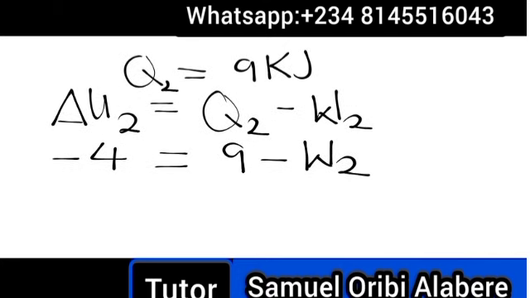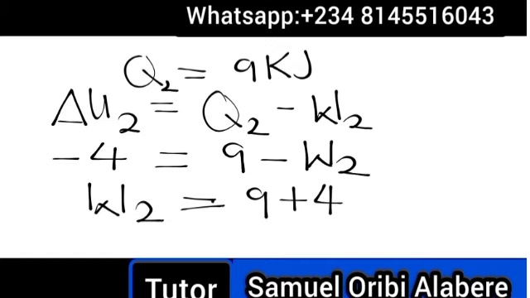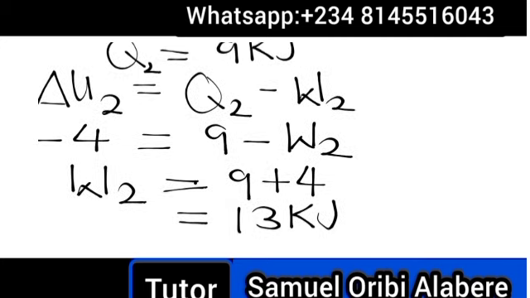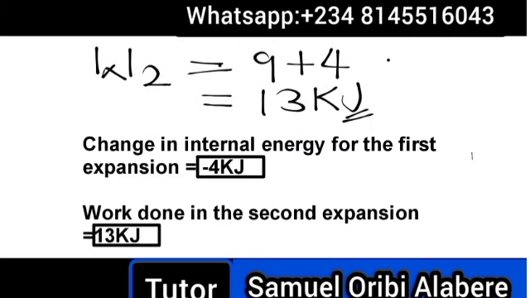Once we further evaluate this, W subscript 2 will be equal to 9 plus 4, which will give us 13 kilojoules. So that is our work done in the second expansion. In summary, our change in internal energy for the first expansion is equal to negative 4 kilojoules, while our work done in the second expansion is equal to 13 kilojoules.